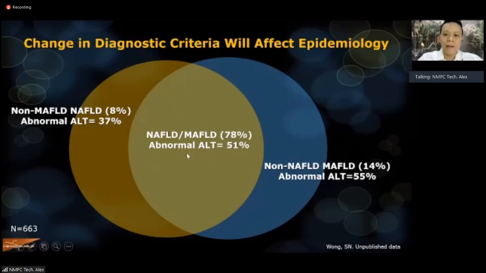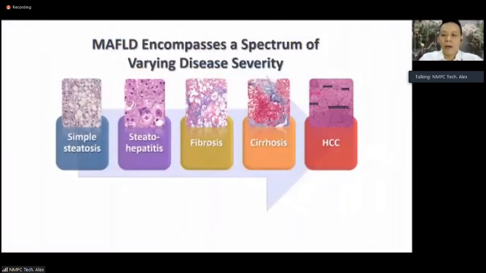And what you notice is that if you have evidence of MAFLD, then your probability of having abnormal ALT is also higher compared to those who do not meet the metabolic criteria. And that will be important later on as I discuss the risk factors for progression for patients with fatty liver disease.